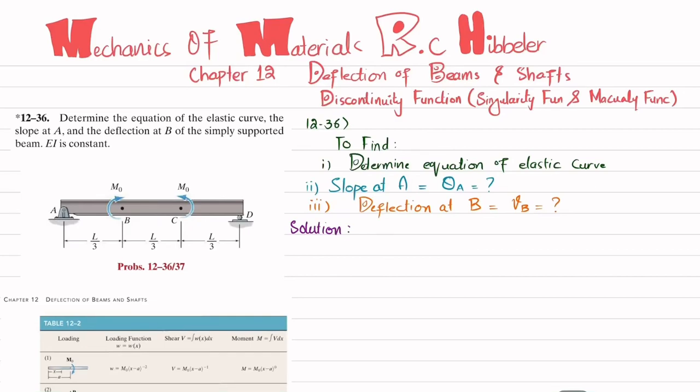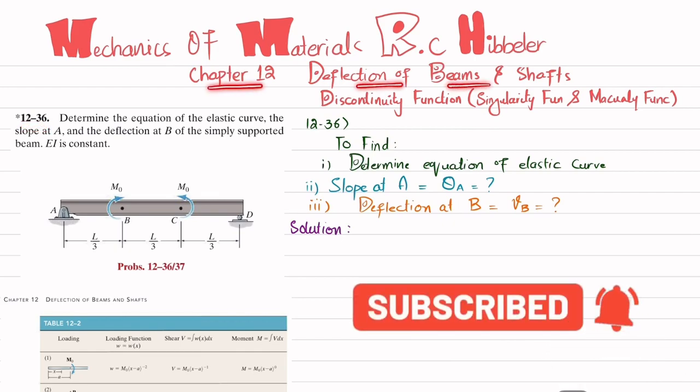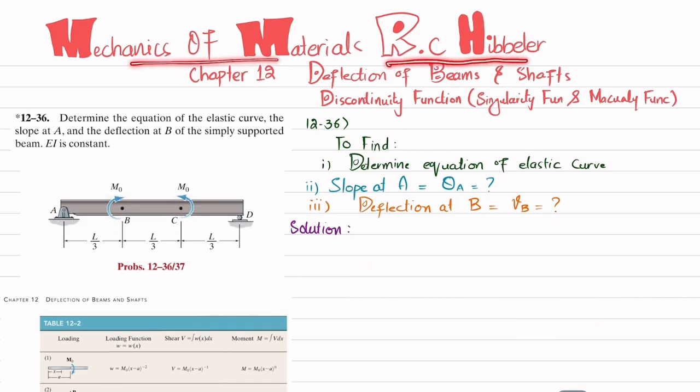Welcome back. In this video, we are going to solve problem 12-36 that is taken from chapter number 12, Deflection of Beams and Shaft. And the book name is Mechanics of Material by R.C. Hibbeler. So the statement of the problem is determine the equation of elastic curve, the slope at A and deflection of B of the simply supported beam.